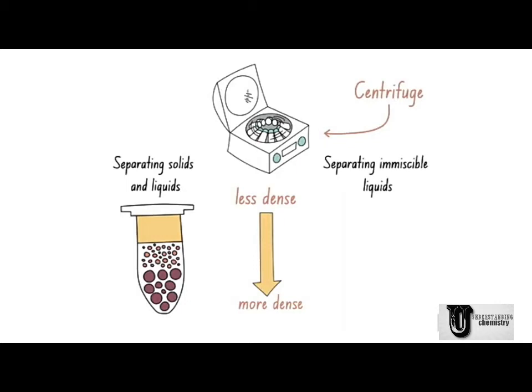Centrifugation can also be used to separate immiscible liquids with different densities. The liquids separate into layers, with liquids of the highest density at the bottom of the container.